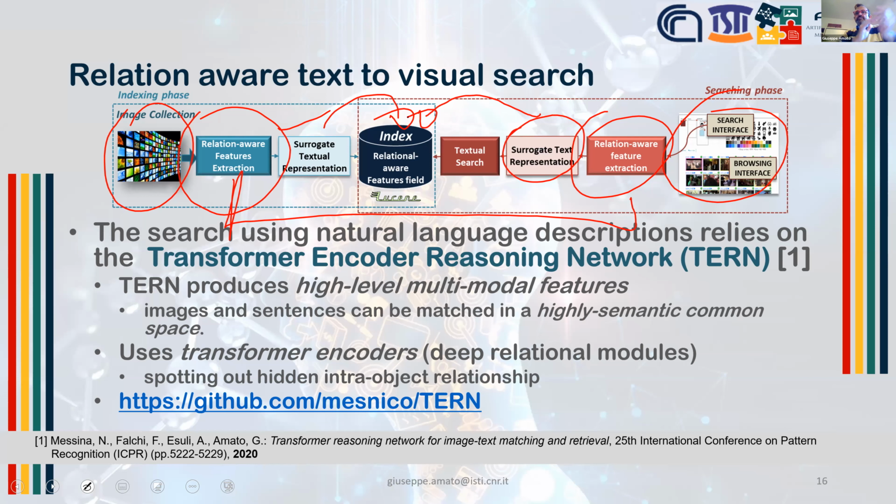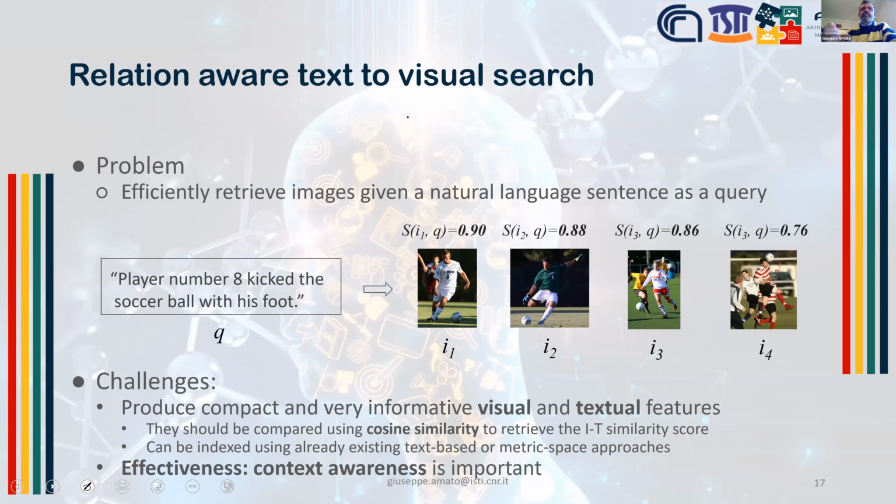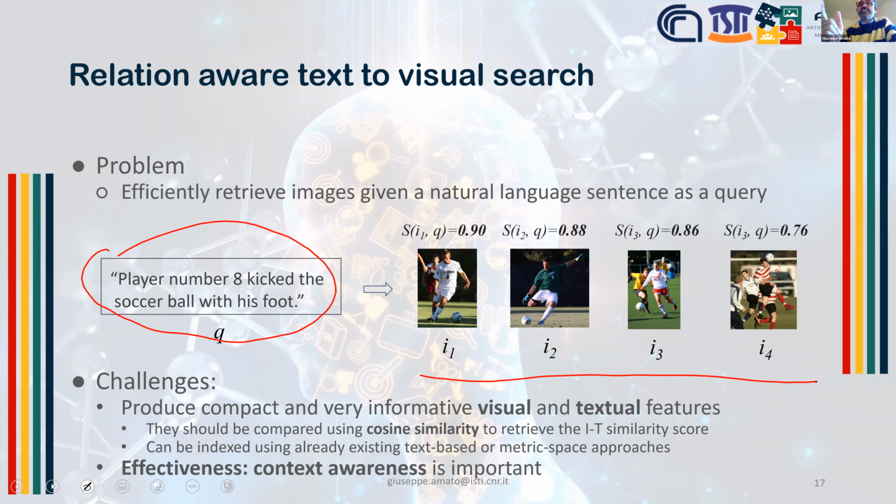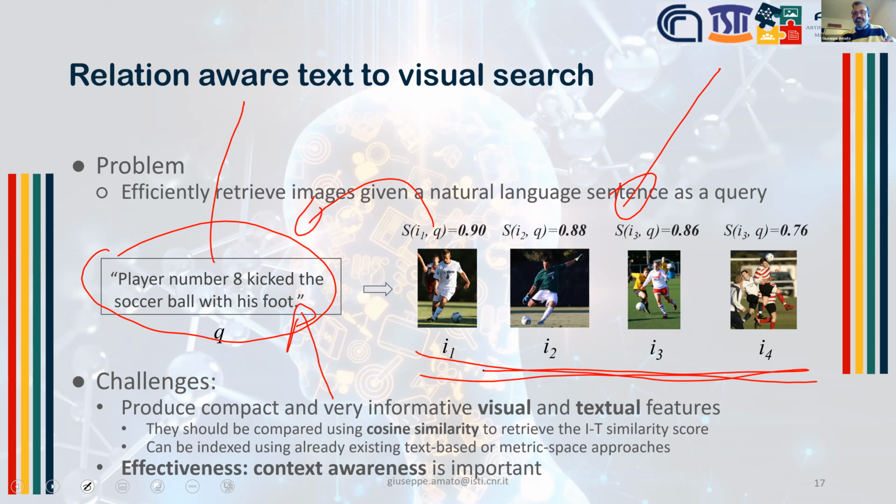So the problem that we want to solve is the following. We have a query, for instance, a player number 8 kicked the soccer ball with his foot. And these are possible images which are compatible with this query. How do we deal with this? On one side we have text, on the other side we have images. How do we represent the information in a compatible way in order to be able to use this text to search for images?